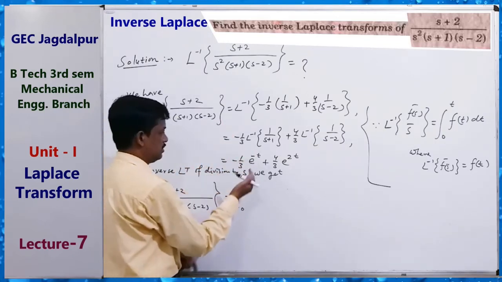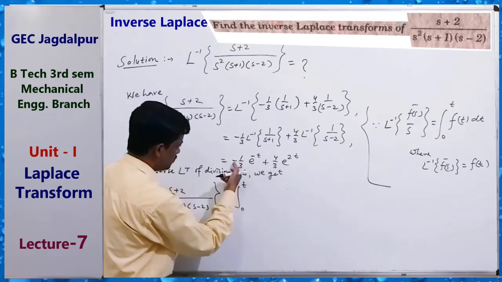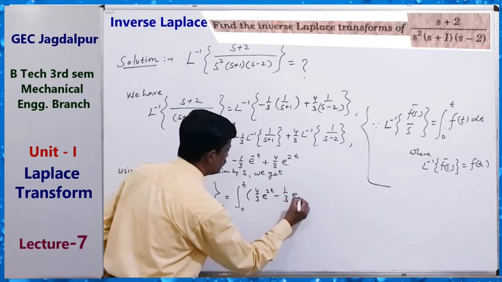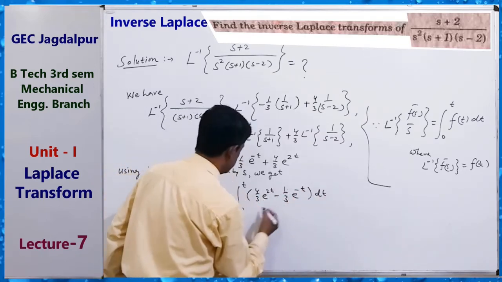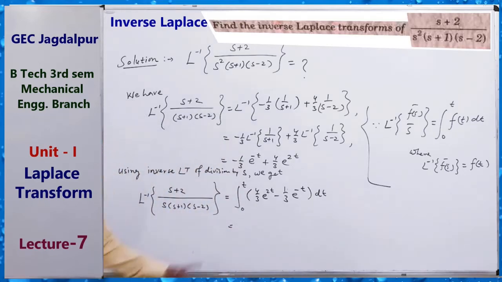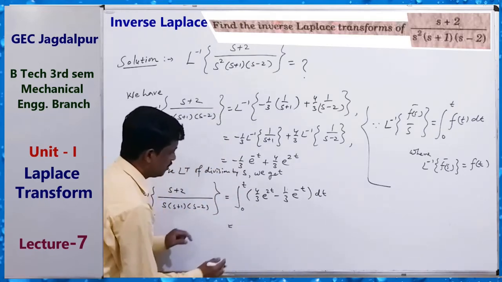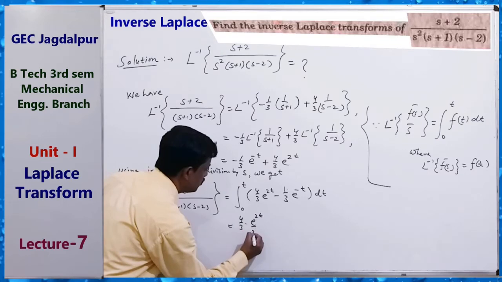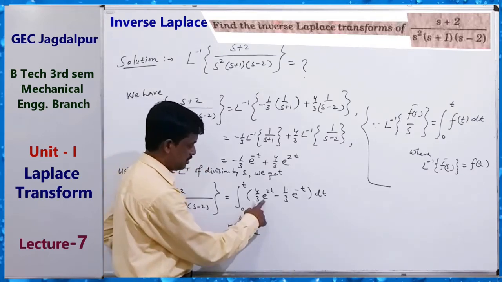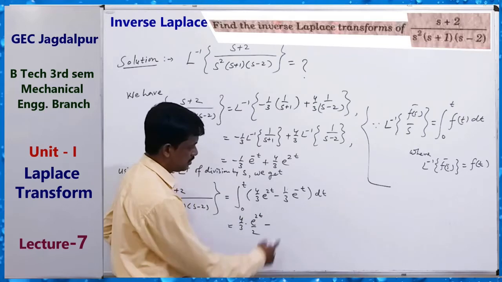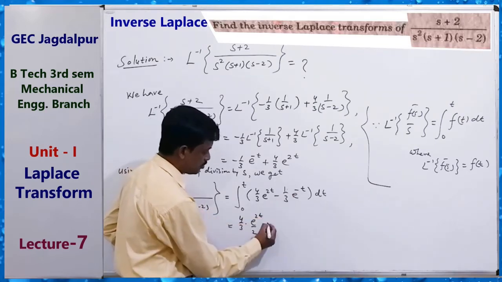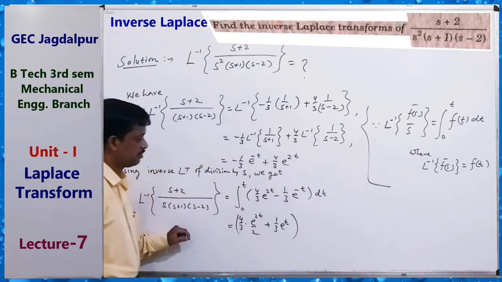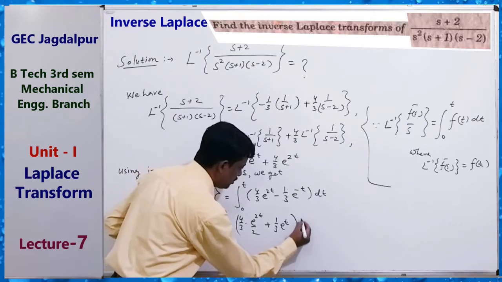Here f(t) is this, so 4 by 3 e to the power 2t minus 1 by 3 e to the power minus t, dt. Integrate it, we can solve. 4 by 3 common, e to the power 2t divided by 2, integrate it, minus e to the power minus t, so plus 1 by 3 e to the power t. This is our integration, so apply limit 0 to t.